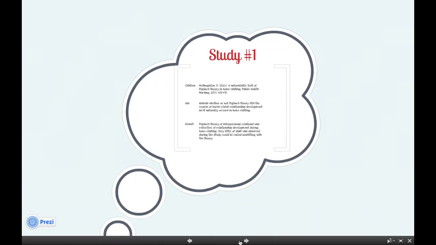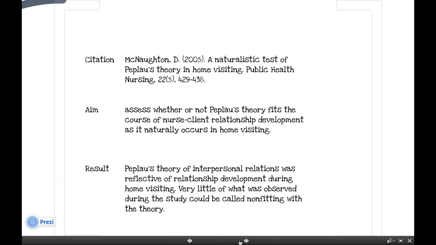The first study I looked at aimed to assess whether or not Peplau's theory fit into the course of a nurse-client relationship developed as it naturally occurs in home visits. The researchers found that Peplau's theory of interpersonal relations was reflective of relationship development during visiting the home.